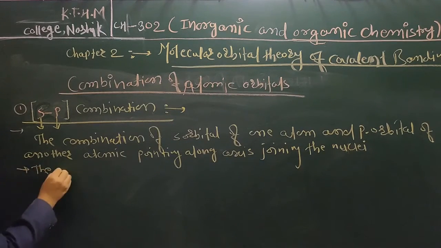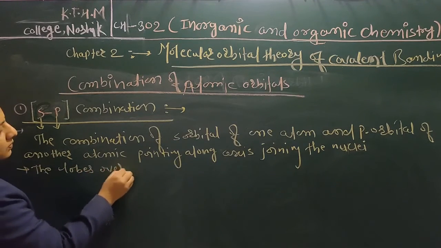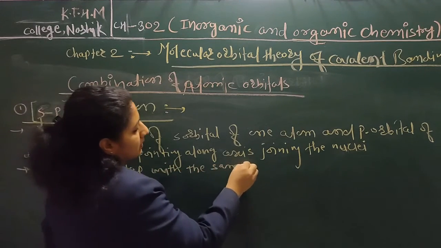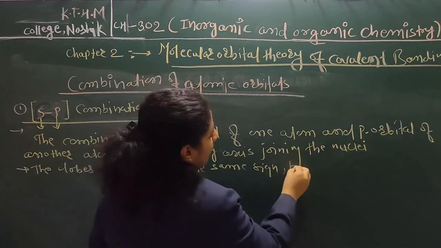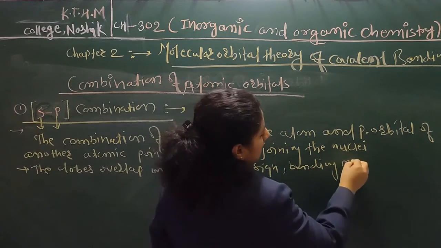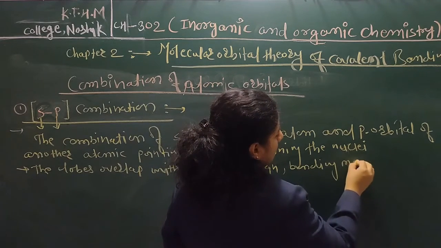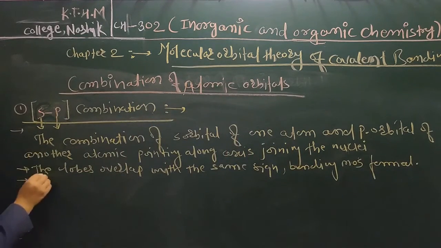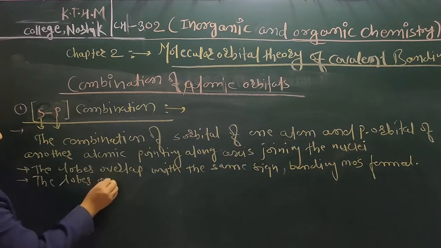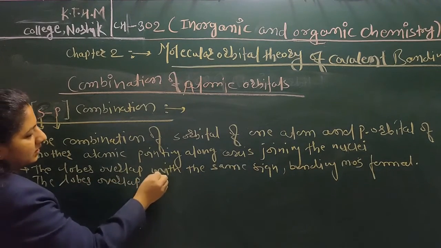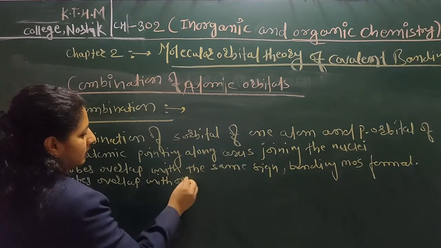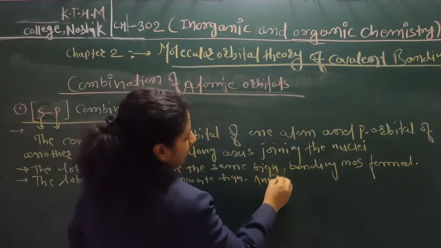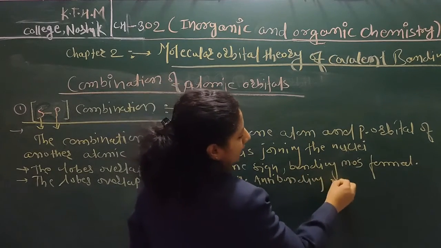When the lobes overlap with the same sign, a bonding molecular orbital forms, and when the lobes overlap with opposite sign, then an antibonding molecular orbital forms.